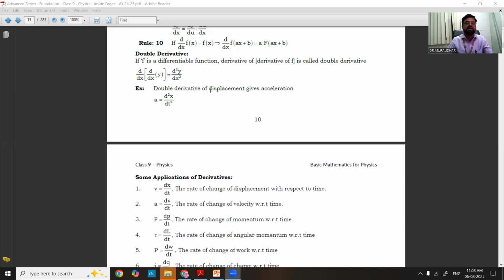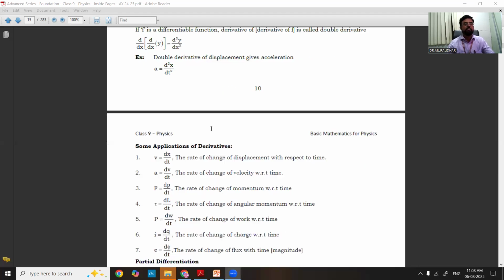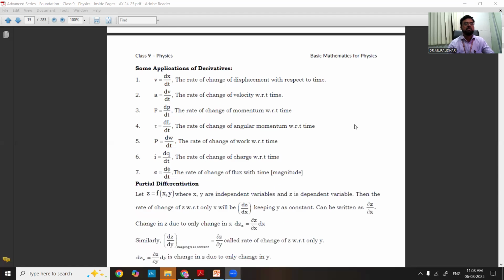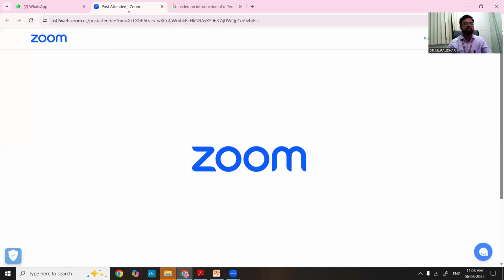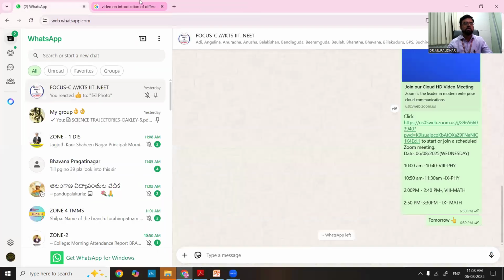So definitely the answer will change. If you differentiate the derivative of f again, that is called the double derivative. Right? So if you differentiate 2 times, you get the double derivative. Examples are given here. So what is the application of derivatives in our physics? Before going for that, let me show you one basic video on derivatives. Then we'll move to the applications.